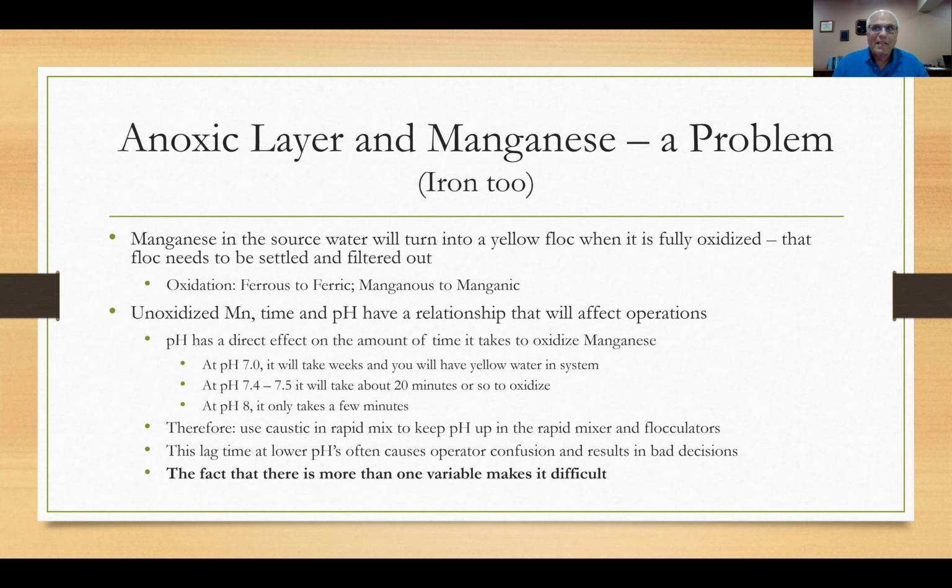when unoxidized manganese comes to your plant, it's colorless. When you oxidize it, it turns yellow. And if it takes a long time to turn it yellow, it goes through your water plant and gets into the distribution system before it oxidizes, then it's going to turn yellow. And then you never saw it coming. You never saw it going, for that matter. Let's talk about that pH.